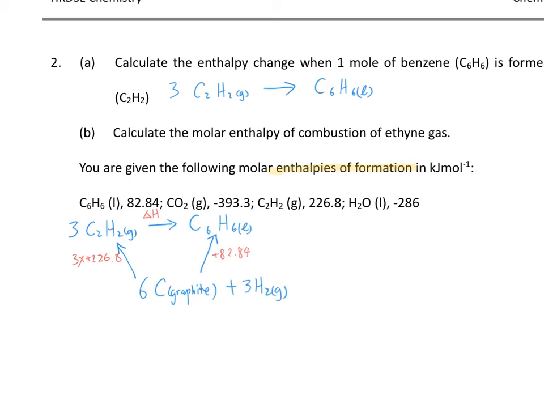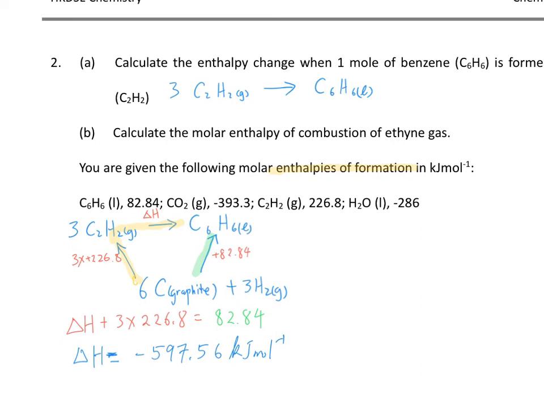From the cycle, we can also see that the carbon and hydrogen can be converted into ethine and then further converted into benzene, or the carbon and hydrogen can be converted into the benzene directly. In our calculation, we can find out this relationship. Then we can now find out the answer.